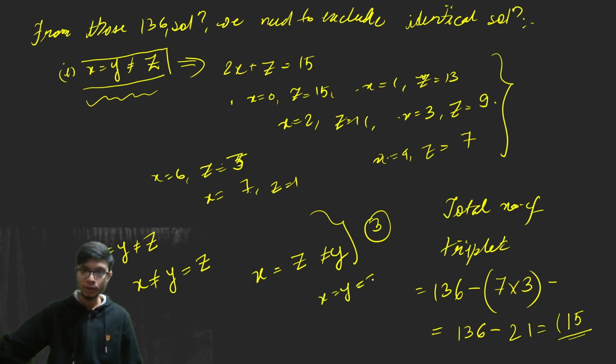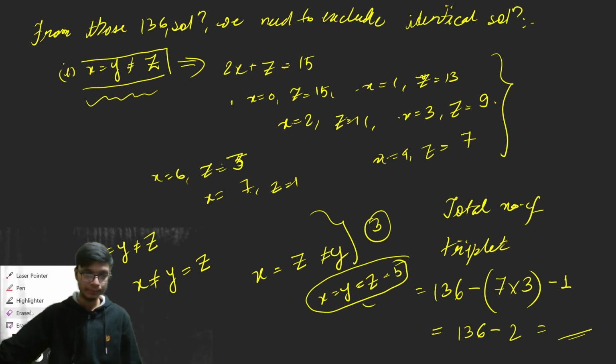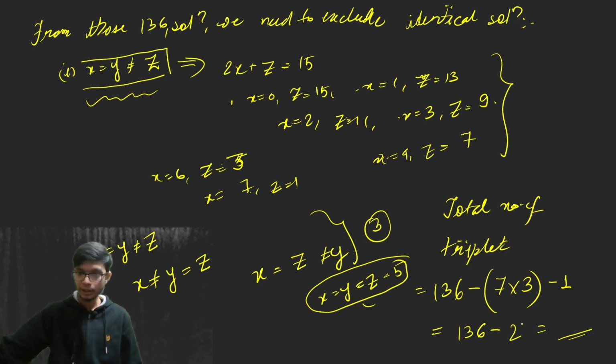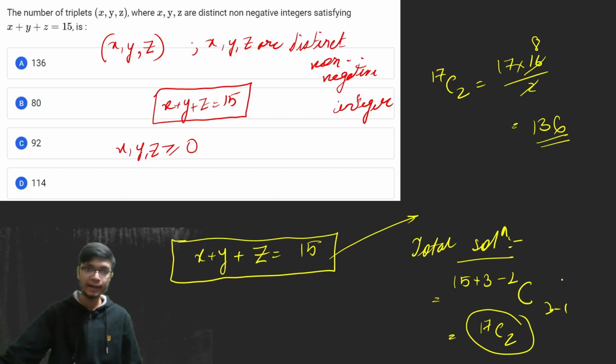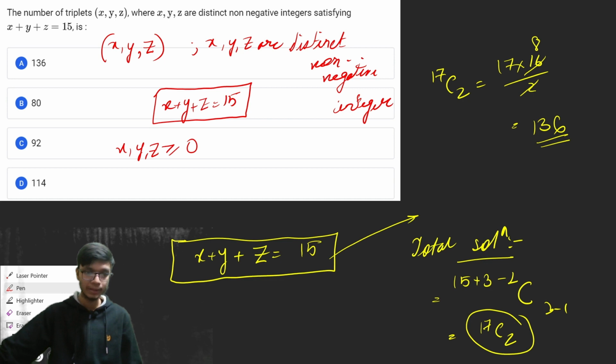So x is equal to y is equal to z, that is all of them are equal to 5, and that is also a case which you need to exclude out. So you will subtract 1 also. So from here if you subtract 1, the answer to this particular problem you will get is 114, and with this the right answer to this particular problem will be option number D.